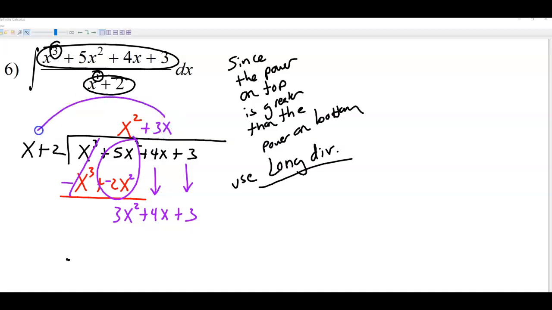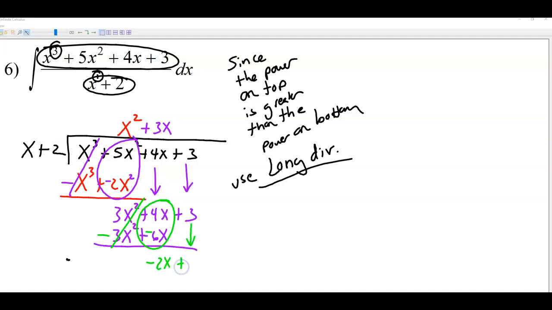So I'm going to take that and multiply that times both of those numbers and put it underneath. So that would be 3x squared plus 6x. And once again, we're going to subtract. Once again, the first one cancels. These should combine together to give us a new value, and then you bring down the last number, and we have 3.